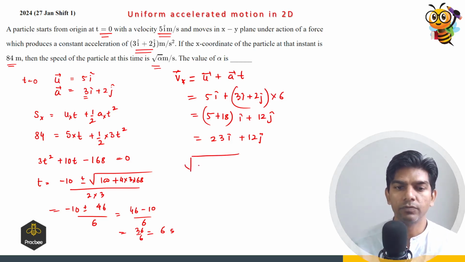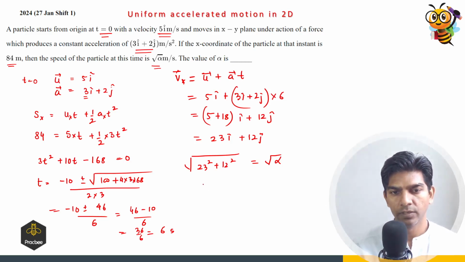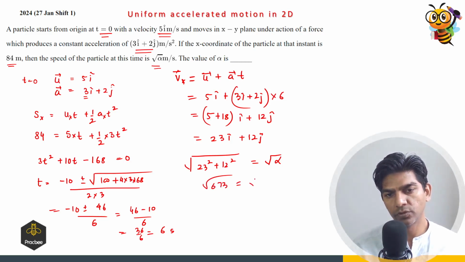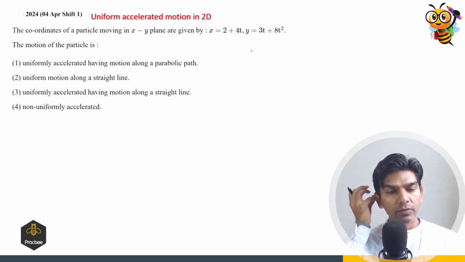So that will be root of 23 square plus 12 square, and that is given as root of alpha. So we have to find 23 square plus 12 square, which gives us 673. So root of 673 is equal to root alpha. So alpha is 673. That is the answer. Right, so now let us see the next question.